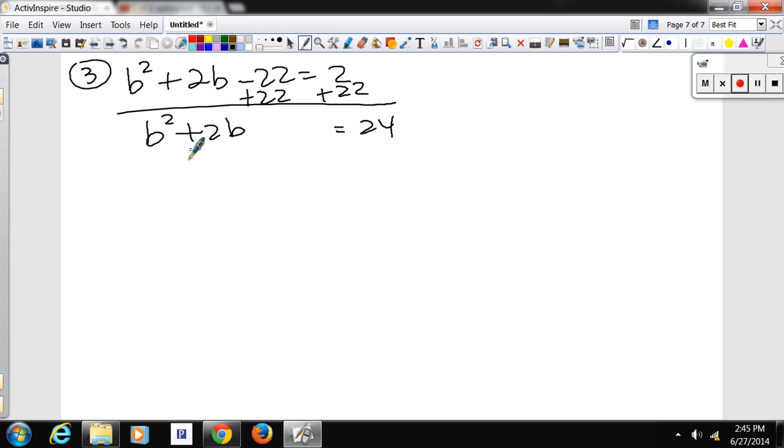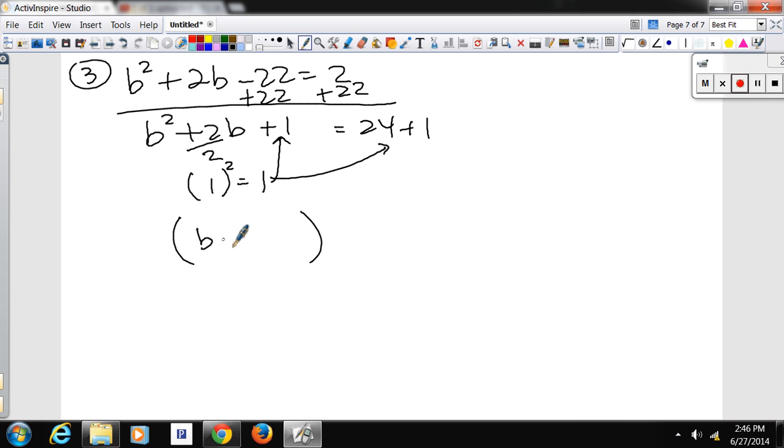Okay, there was 3 steps. First one was divide this by 2. That's step 1. Take that answer and square it. That's step 2. And then add it to both sides. That would be step 3. And then you can make your parentheses, because this 1 squared is what we have. B plus 1, and that's the squared right there. 1 squared, that's the 1 squared. Equals 25.